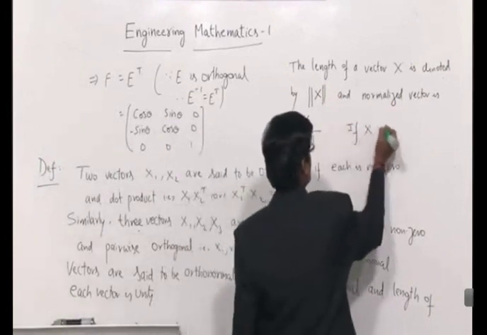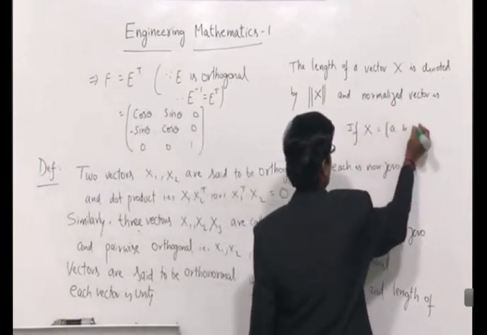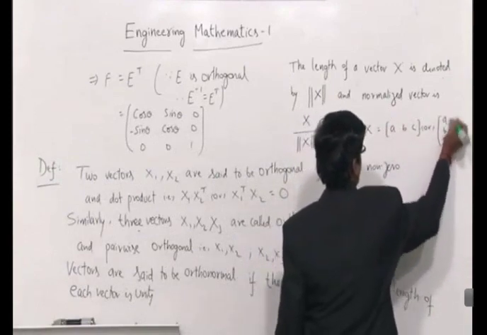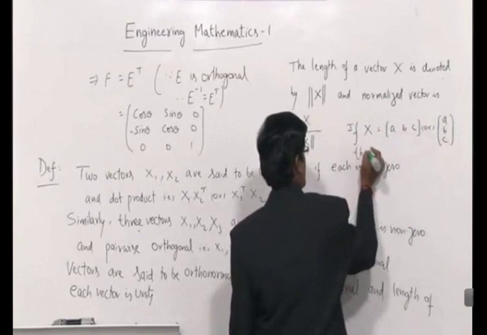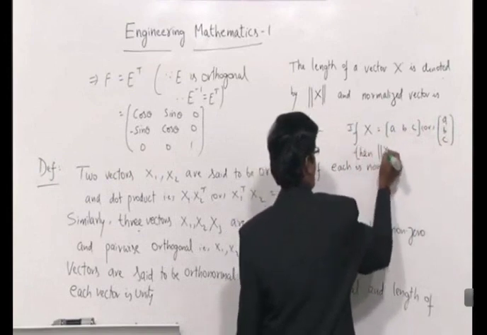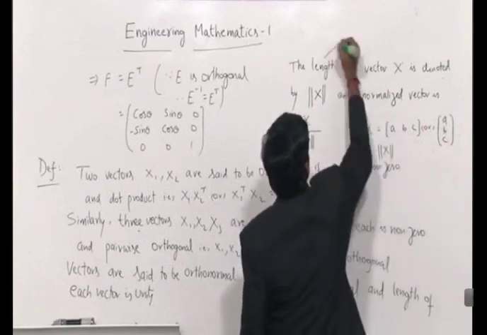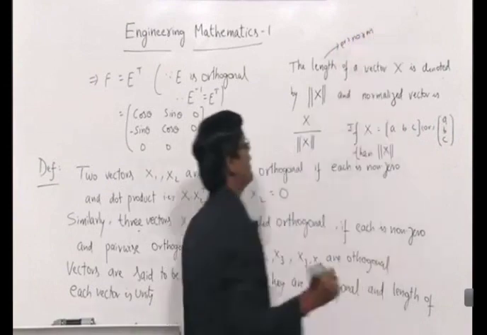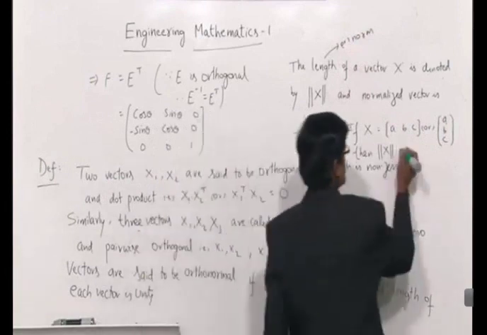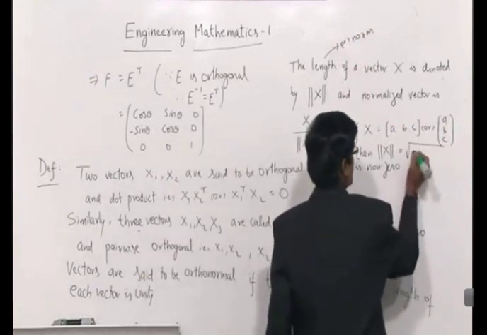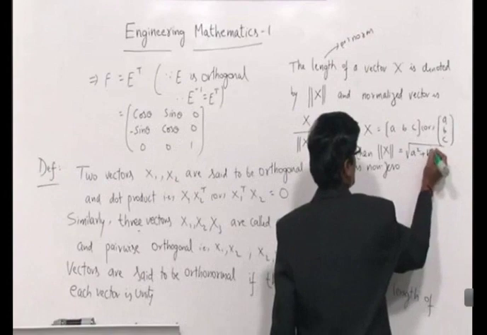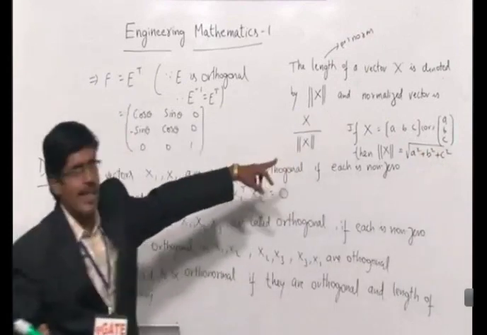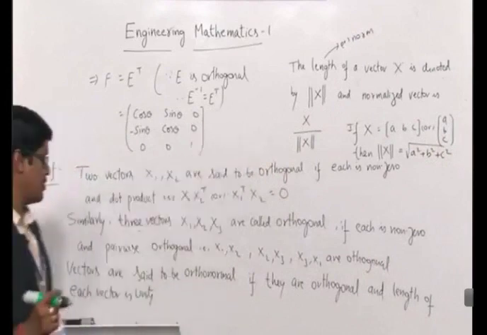If x is either a row vector or a column vector, then the length, which is also called magnitude or norm, of a vector x is equal to the square root of the sum of the squares: a square plus b square plus c square. This is the procedure for length or norm, and then the normalized vector.